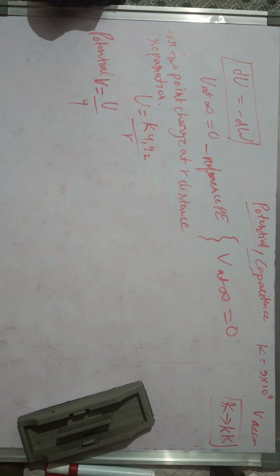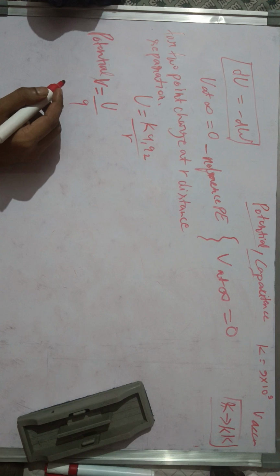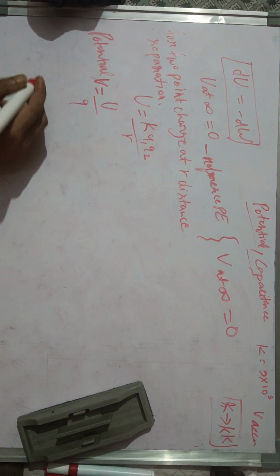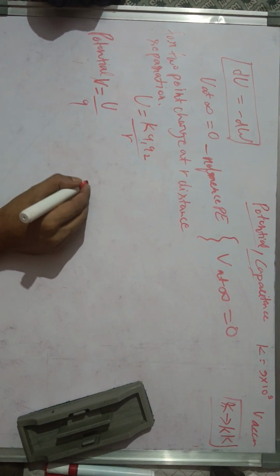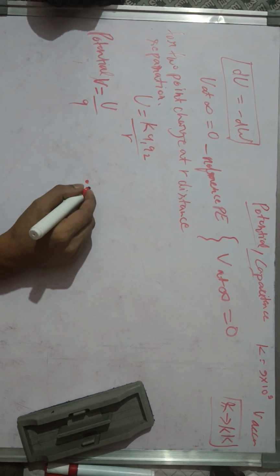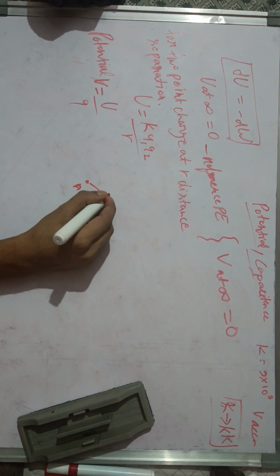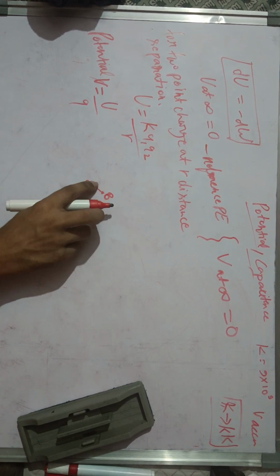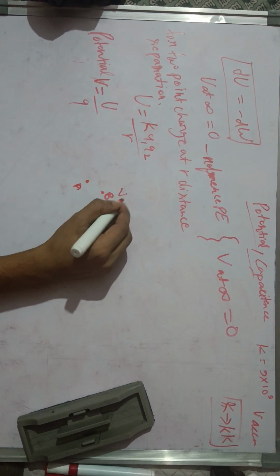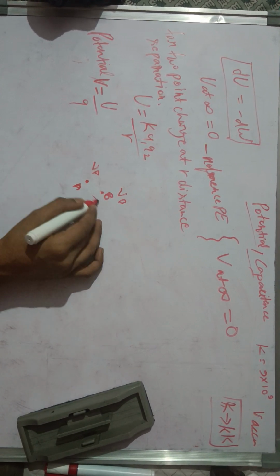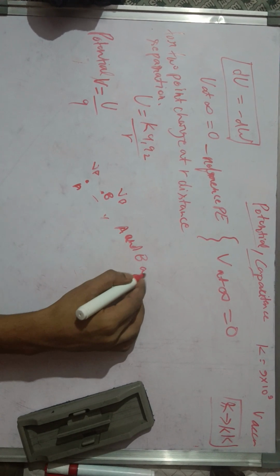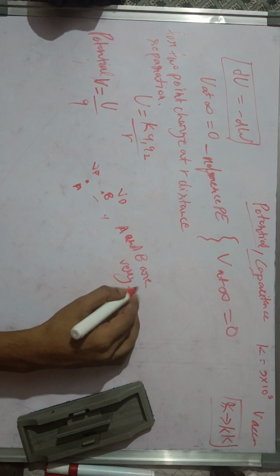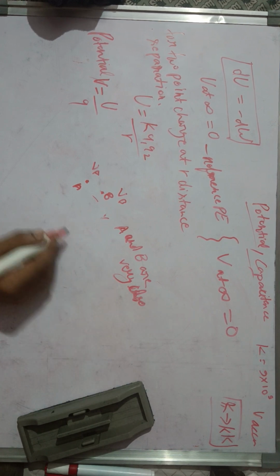So this is the formula of potential and potential difference. There is one more equation related to potential. Let's say there is a point A here and a point B here. These are two points. This point has potential VB, this point has potential VA. And let's say A and B are very close.